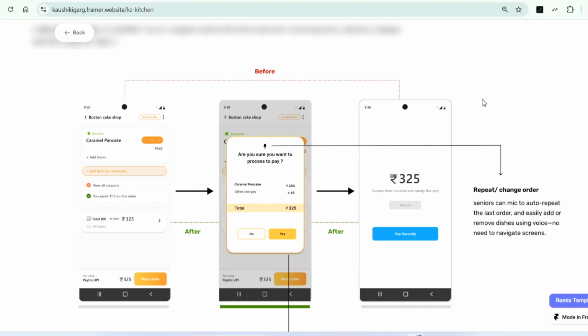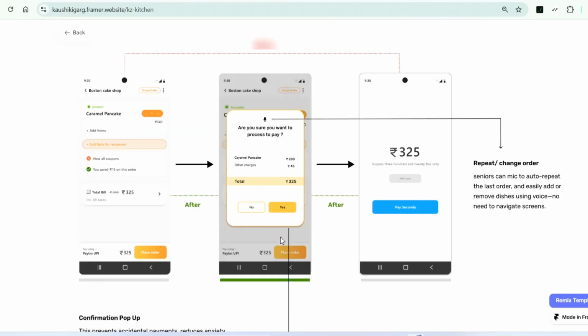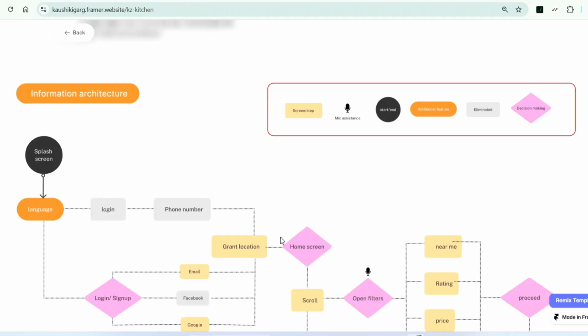I have also given a feature in which there will be a mic, and if they click on the mic, it will repeat their order. So if they don't want to read it, they can simply click on the mic and it will repeat their order by voice command. After that, they can say yes or no, to go back or to proceed further with the payment.